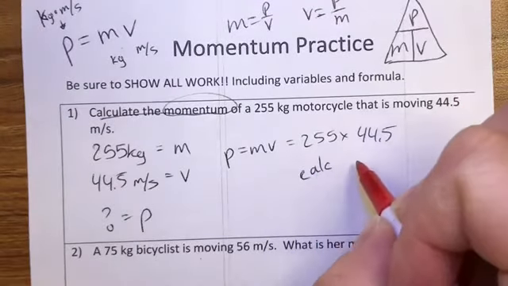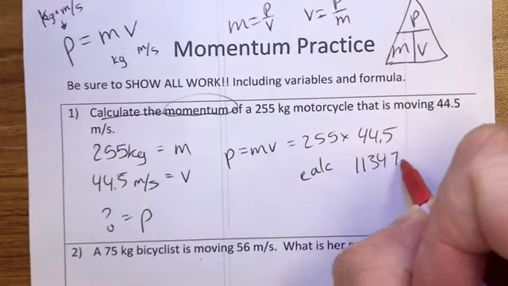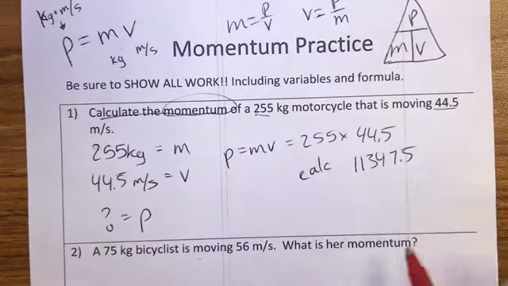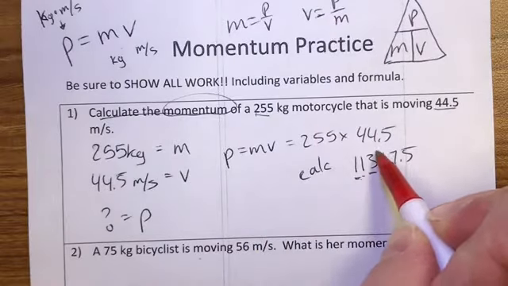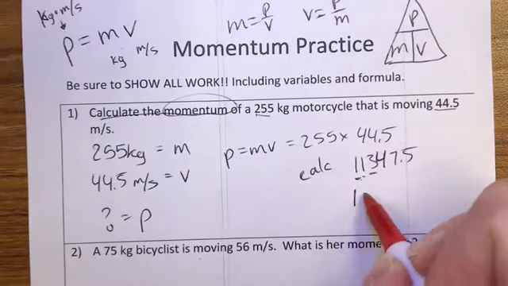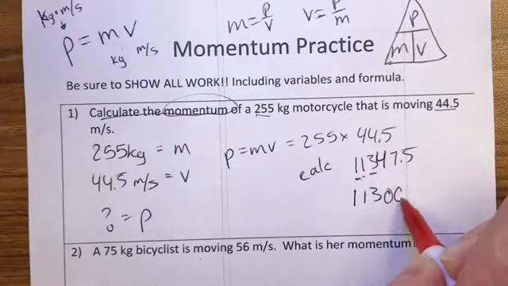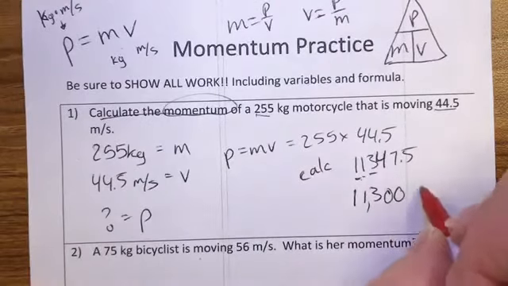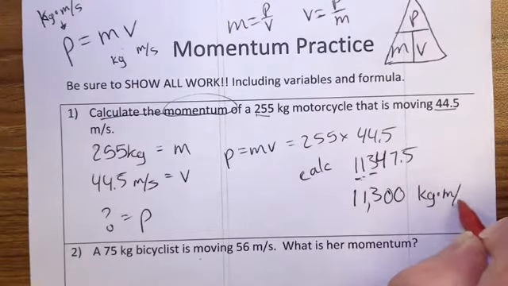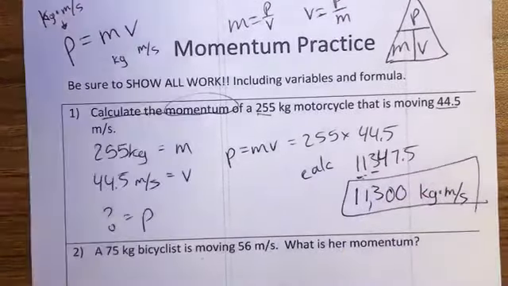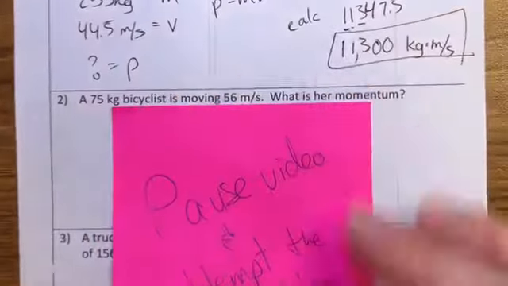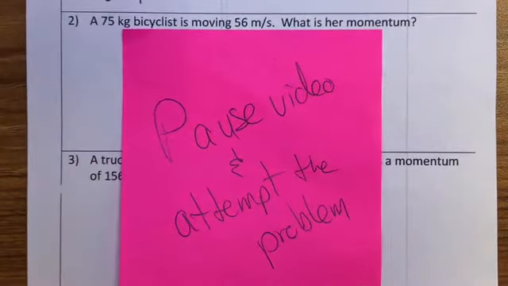Calculator says 11347.5. Three significant figures, so 1, 2, 3. That 4 is not going to round the 3 up, so 113 and then 0, 0. So 11,300, units of measure for momentum, kilograms times meters per second. So I have done the first one with you. For each problem, pause and attempt to do the problem on your own.